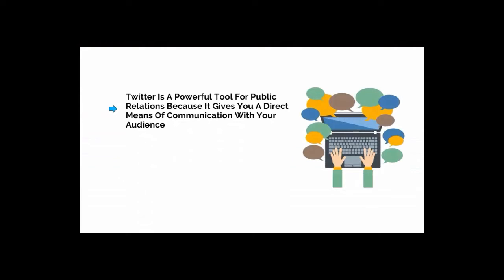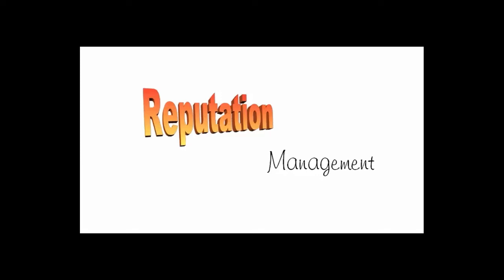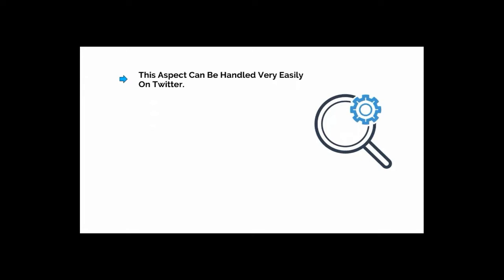Twitter is a powerful tool for public relations because it gives you a direct means of communication with your audience. This in turn means that you can control the way your brand is seen, and it even allows you to respond to comments, criticisms, and bad reviews. One aspect of this is the power of reputation management. Reputation management is a service provided by many online agencies that changes the way your brand is seen by people researching it online for the first time. This involves the process of responding to reviews and encouraging positive feedback, but it can also mean responding to comments and discussions about your brand. This aspect can be handled very easily on Twitter.